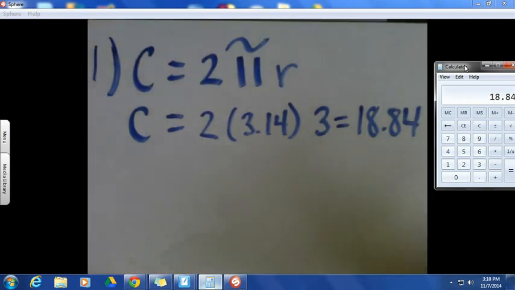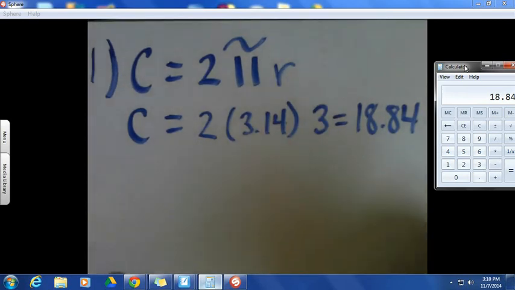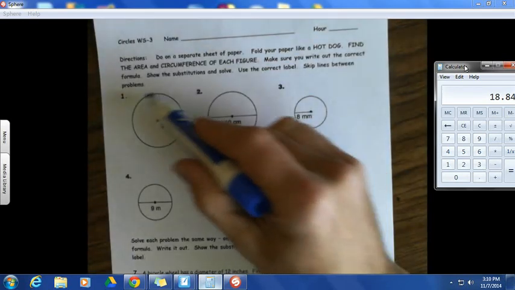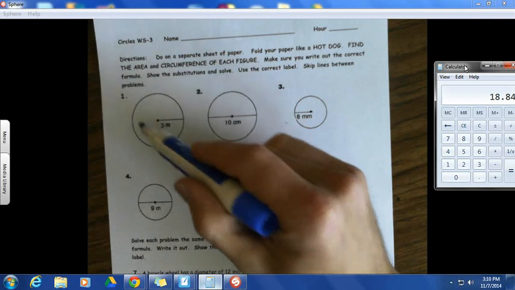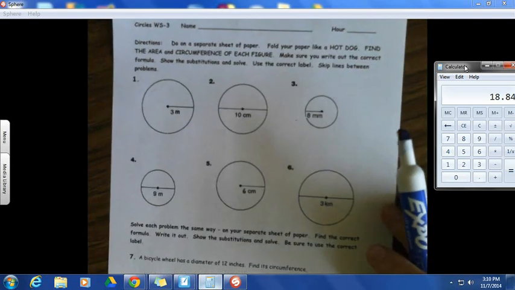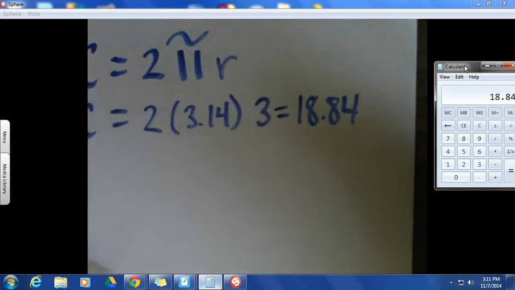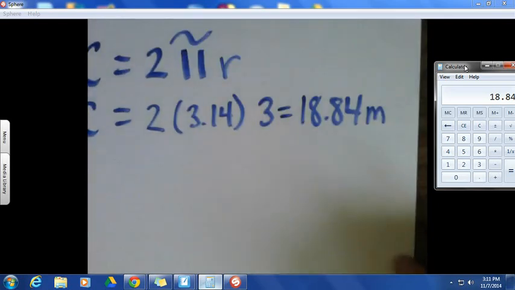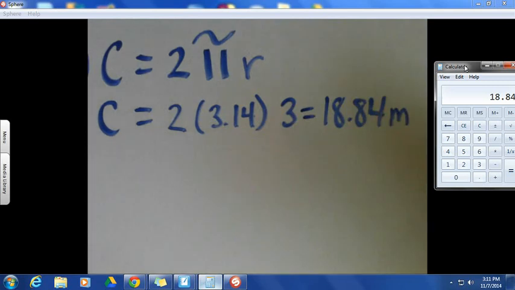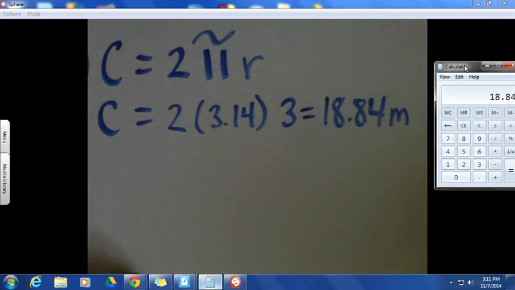Remember, circumference means the distance around. So the distance around this circle is 18.84 meters. And this is a circumference, not an area problem, so our label is just meters, not meters squared, because we're going around, we're not covering. Alright, so let's try another example. Let's try number 2.